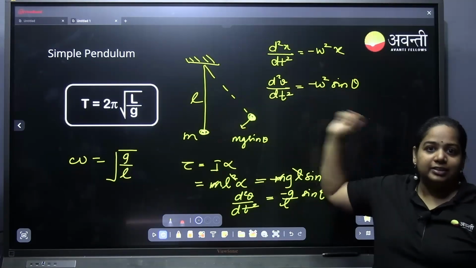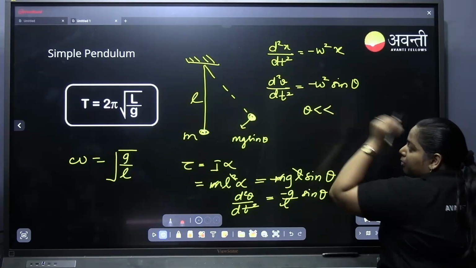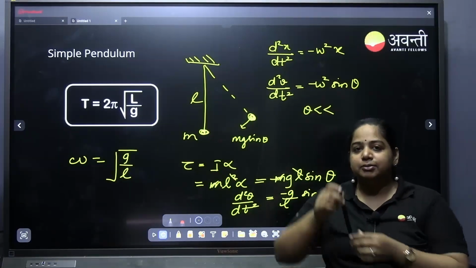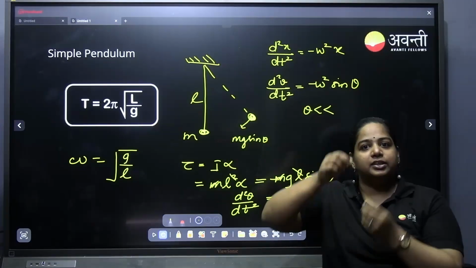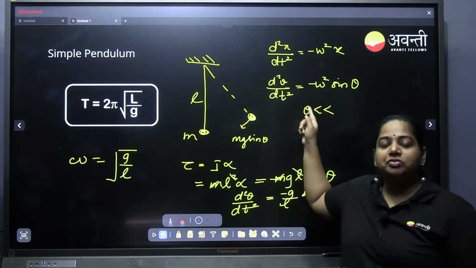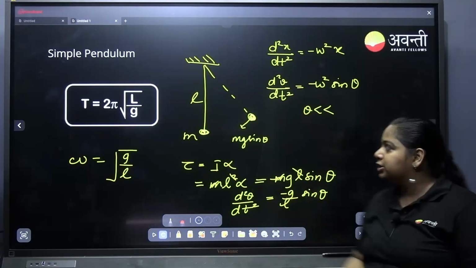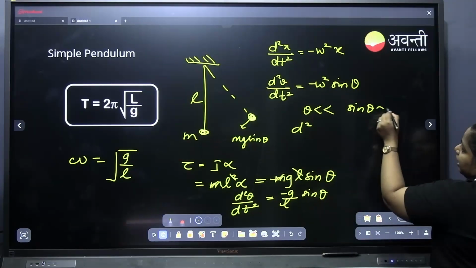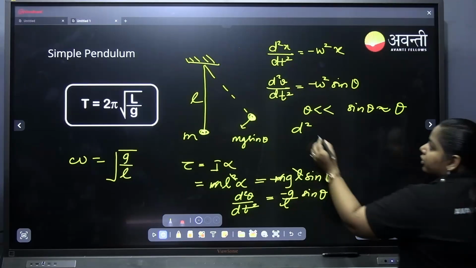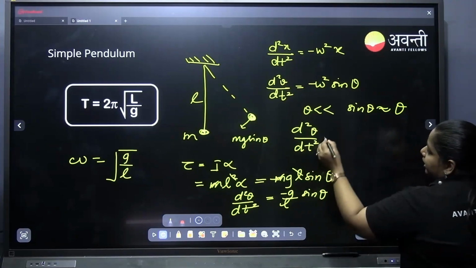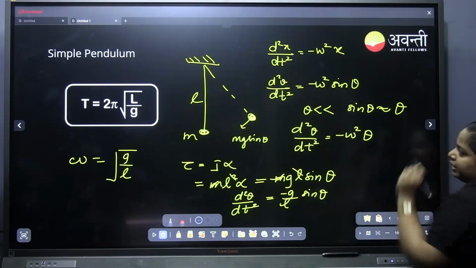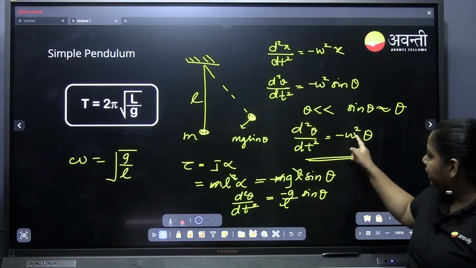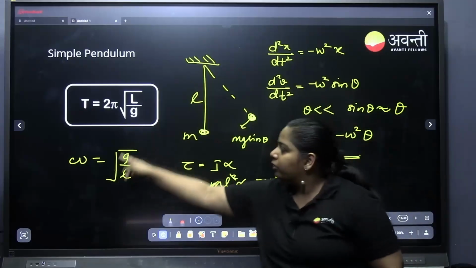So here we take the assumption that theta should be very, very small. That's why when you are doing the simple pendulum experiment, your physics teachers must have told you, do not do big oscillations, you should take small oscillations, because of this assumption. Theta should be very, very small. In that case, sin theta is approximately equal to theta. So d square theta by dt square can be written as minus omega square theta, and from here it became an equation for SHM, and that's how we get omega equal to root g by L.